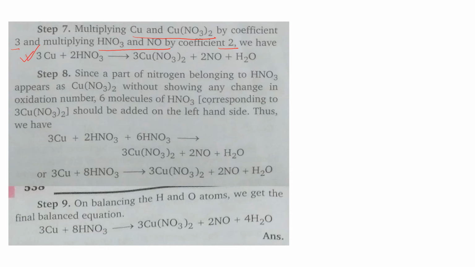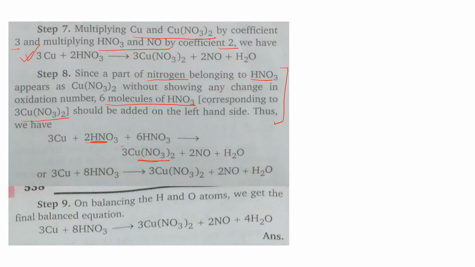Now step 8. This is a very important step for this particular reaction. This reaction is a typical reaction. Since a part of the nitrogen belonging to HNO3 appears as Cu(NO3)2, without showing any change in oxidation number, 6 molecules of HNO3 correspond to 3 Cu(NO3)2, because 3 times 2 is 6 nitrogen present.